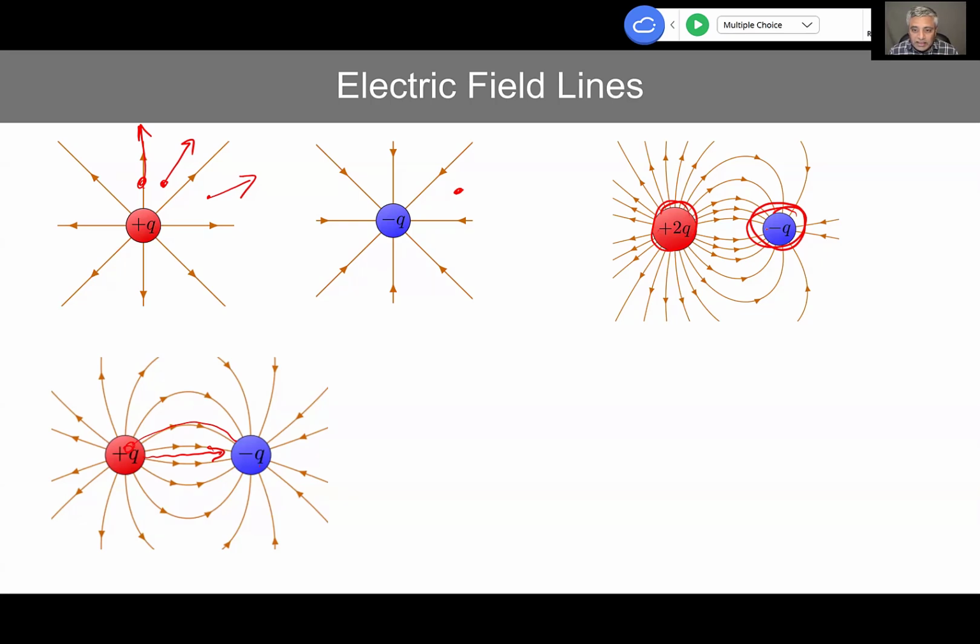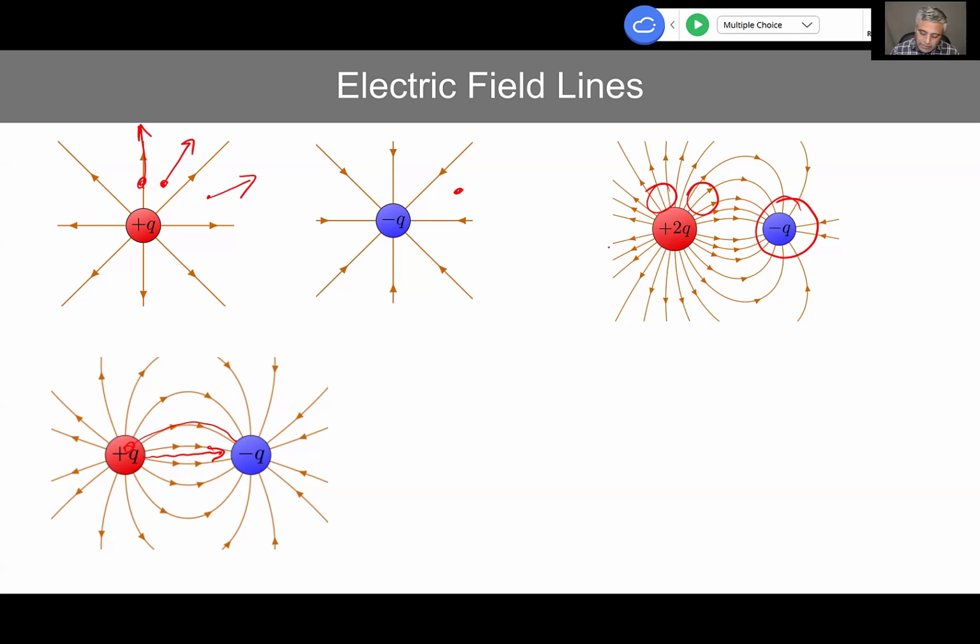So that means there are twice as many lines coming out compared to this one here because of the charge being double. A higher density of lines coming out means the field is stronger. The larger the value of charge, the stronger the field. So wherever we see dense lines, that's where the field is stronger. Denser the lines, stronger the field.